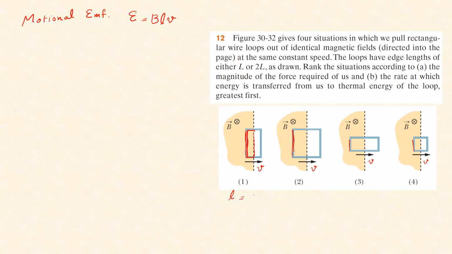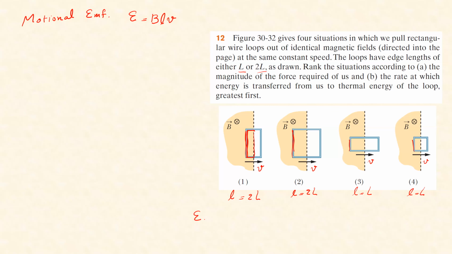here it says L or 2L. L equal to 2L for this one, L equal to 2L for this one, and L equal to L for this one, and L equal to L. This is the part that is moving. So EMF is, B is the same, V is the same. So the only difference is this.